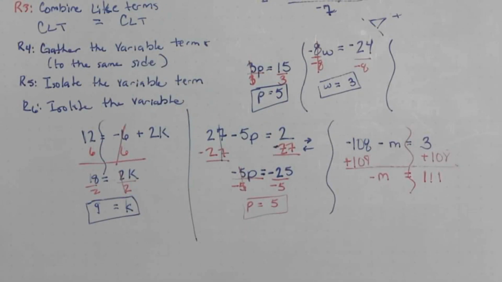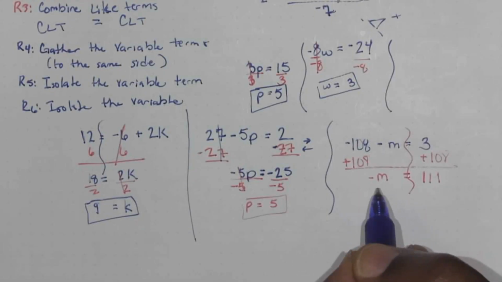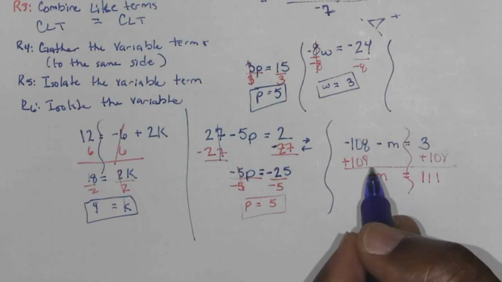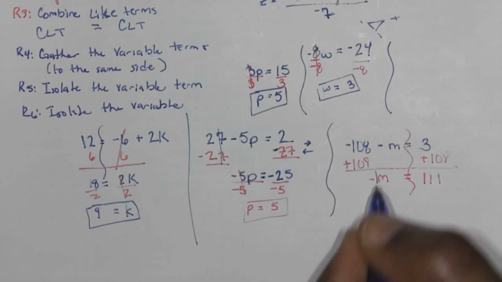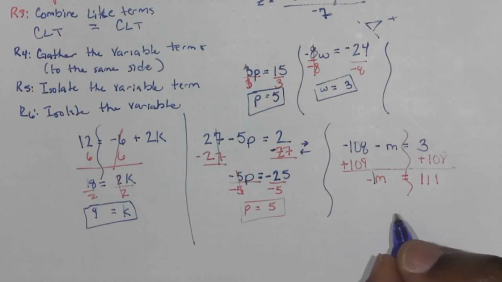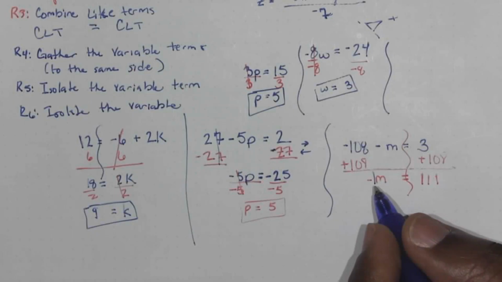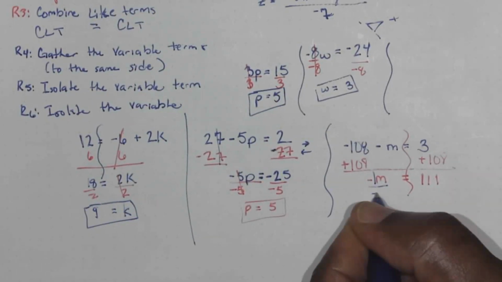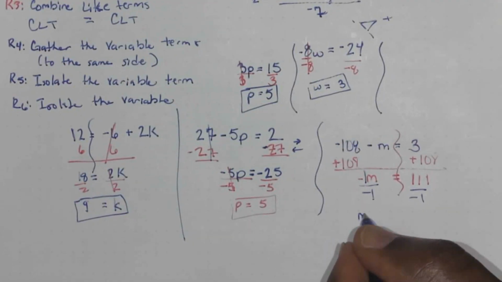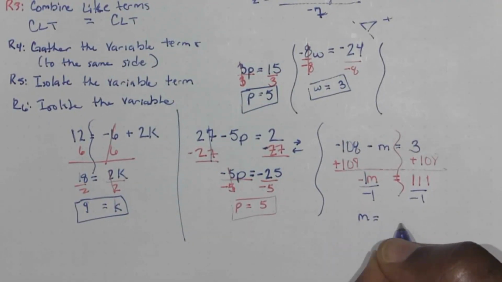You actually divide by -1. We don't want negative m. We want regular m. And what number is that behind that negative? It's a 1, right? So our coefficient is negative 1. So whenever you want to remove the coefficient, you divide by that coefficient. So the final answer is m is equal to what?